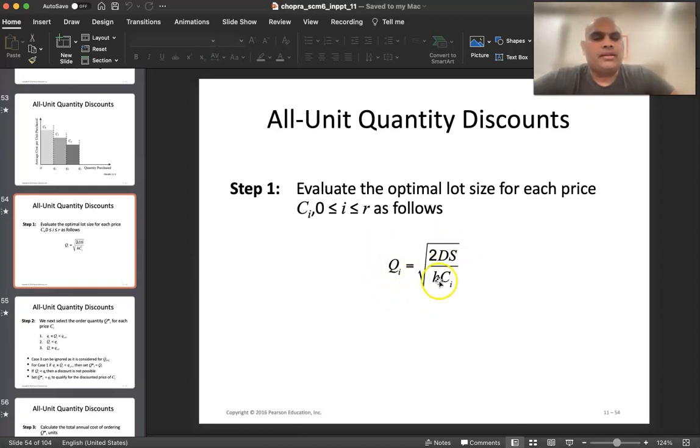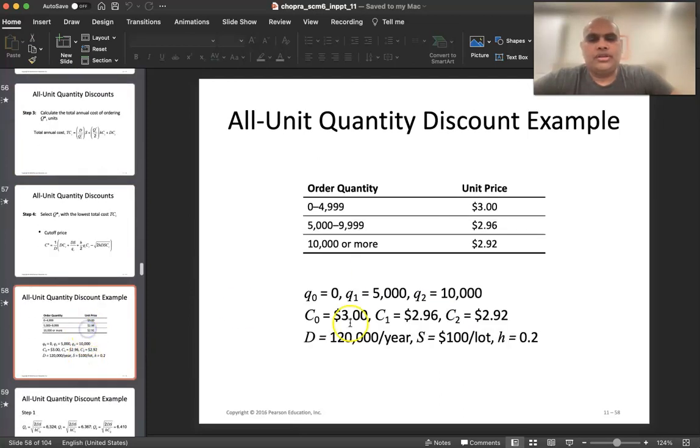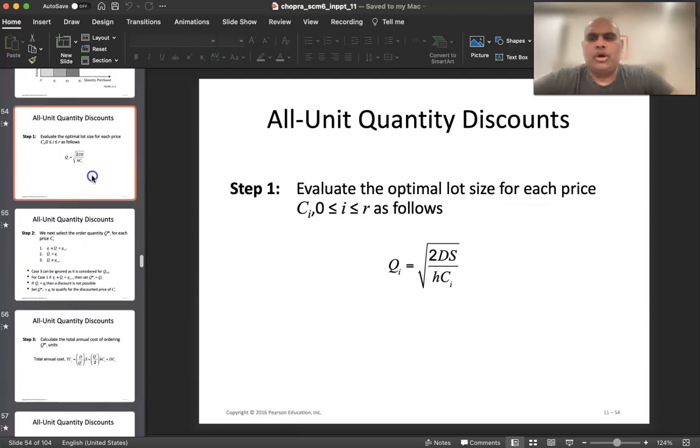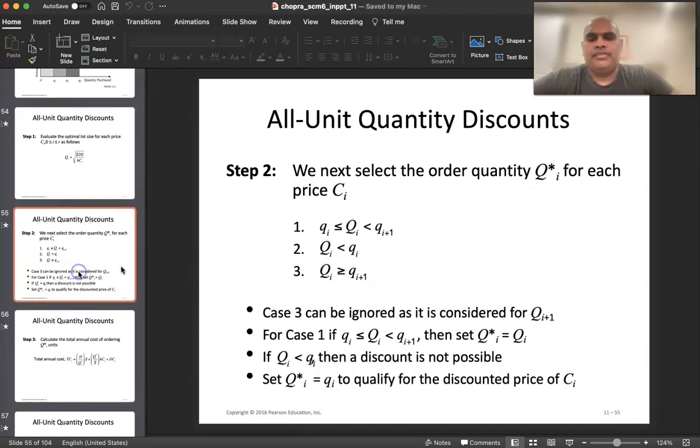For each of those, we'll calculate the appropriate order quantity using the EOQ formula, 2 times D times S over H times C. You'll notice that the C is different, right? So that's the order quantity, the unit price is different for the three cases. Everything else is the same. It's just the unit price that is different. Because of that, we'll calculate different values of optimal order quantity, and then we will check to see in which range the optimal order quantity lies.